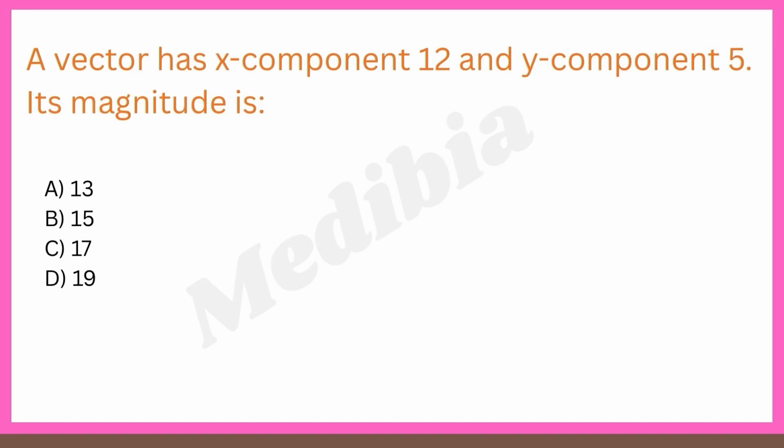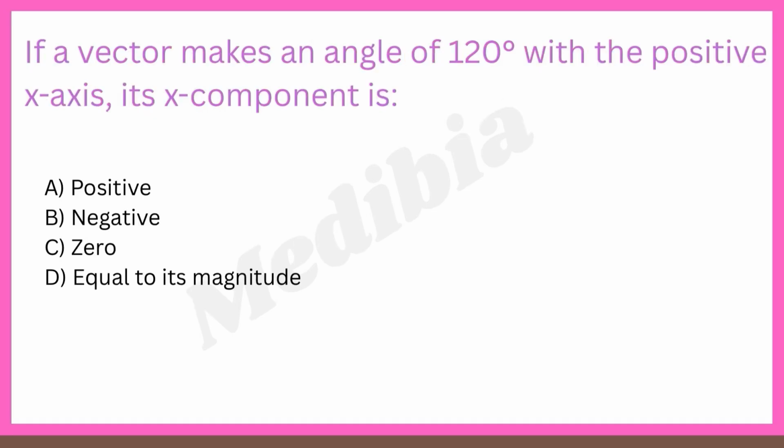A vector has an x component 12 and y component 5. Its magnitude is: 13, 15, 17, 19. If a vector makes an angle of 120 degree with the positive x-axis, its x component is: positive, negative, 0, equal to its magnitude.